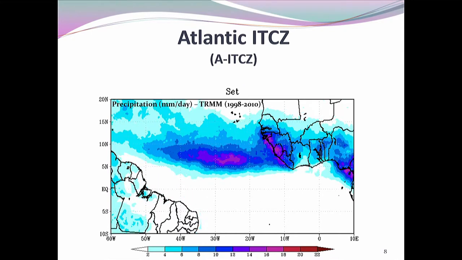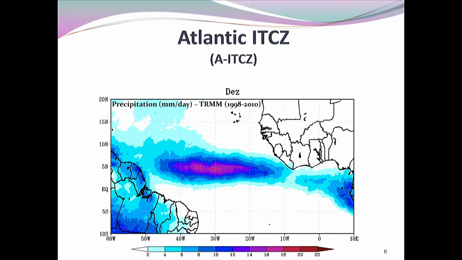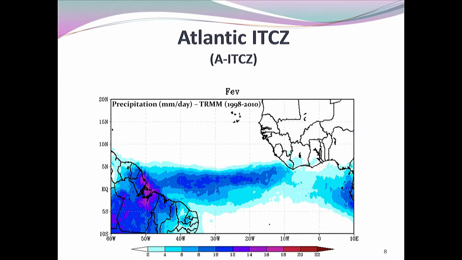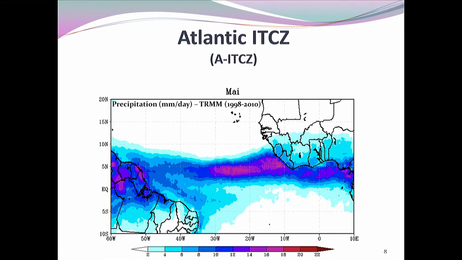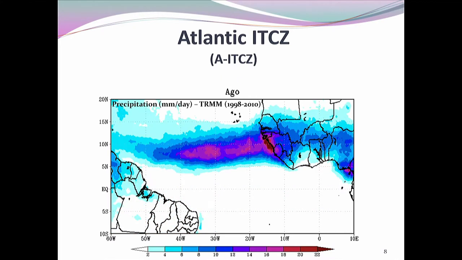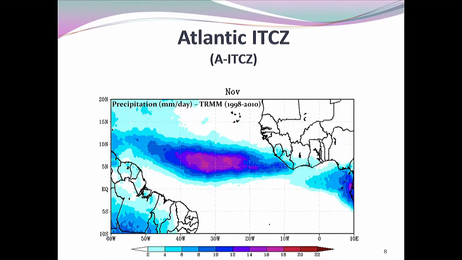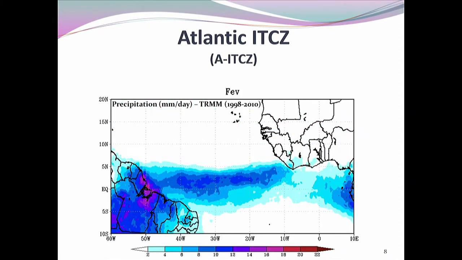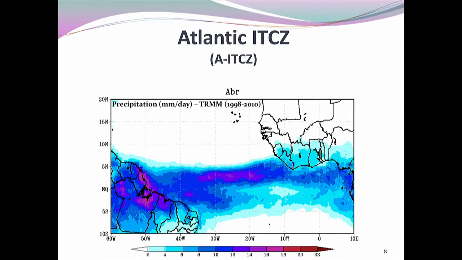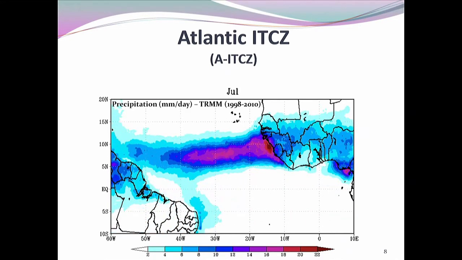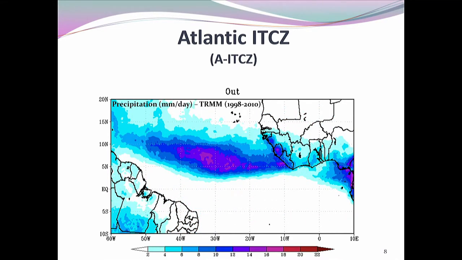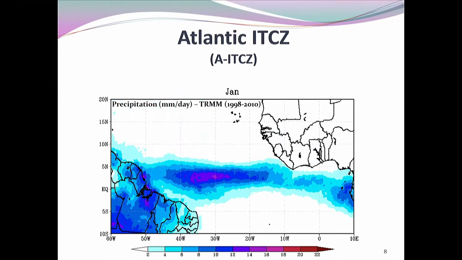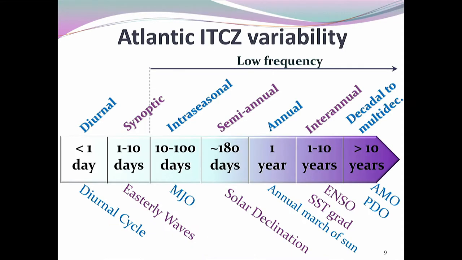In September, October and August, the ITCZ is in its northernmost position. And during February, March and May, the ITCZ is located in its southernmost position, then affecting northeast Brazil or affecting the Sahel region. However, the annual cycle is the most important cycle of the ITCZ.